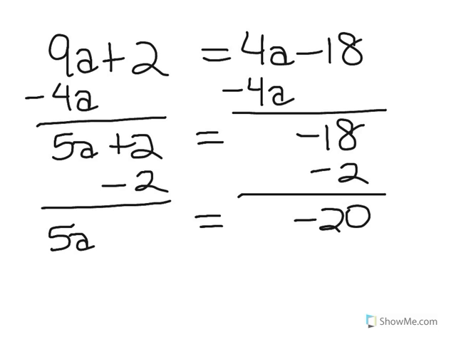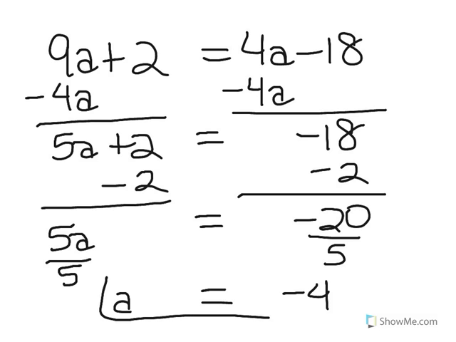Now, I'm not interested in what 5A's are. I'd like to know what 1A is. Well, that 5 has to go. The 5 is currently involved in a multiplication. How do you unmultiply? You divide. And if you do it to one side, you must do it to the other side. 5 divided by 5 is 1, so I do indeed have 1A. And on the right side, I have negative 20 divided by 5, which is negative 4. This is the base version of how your work should look when you do this kind of problem.